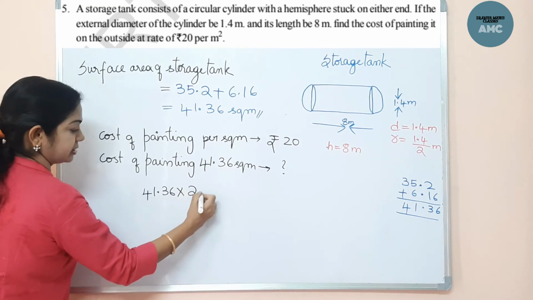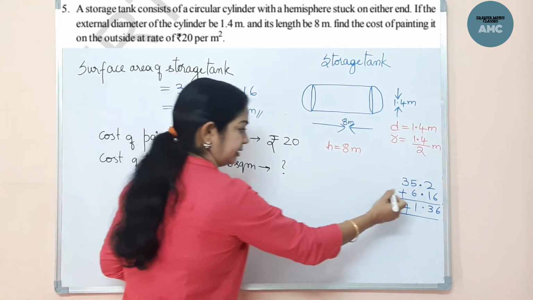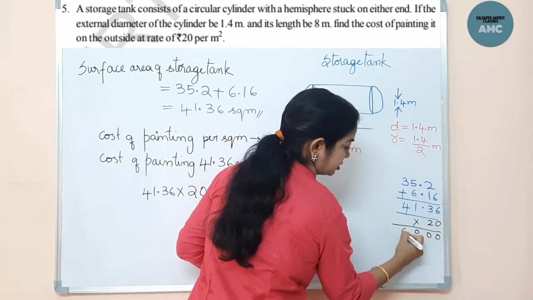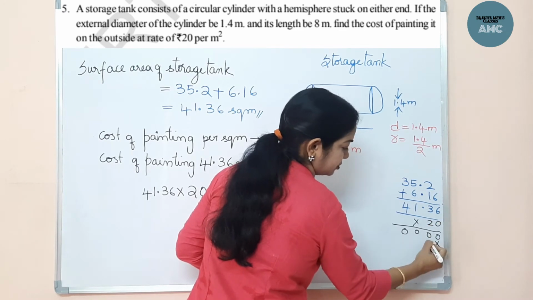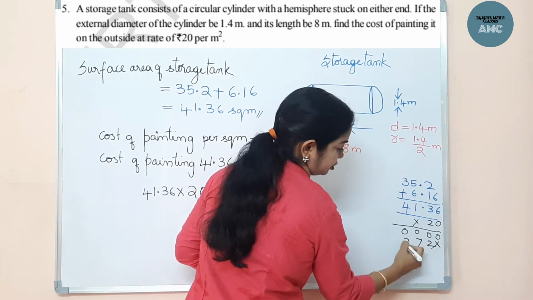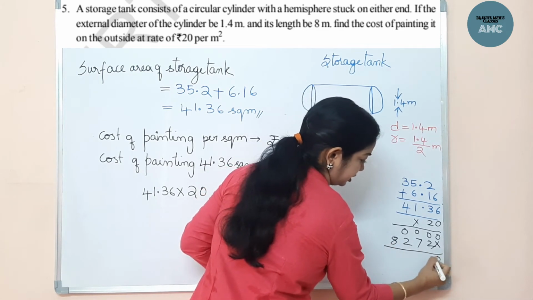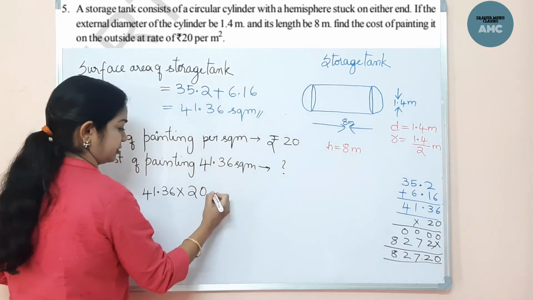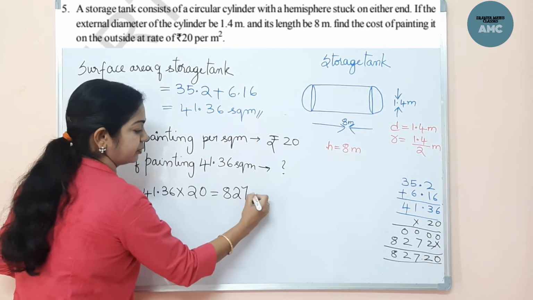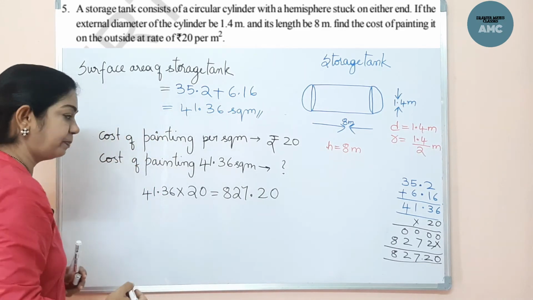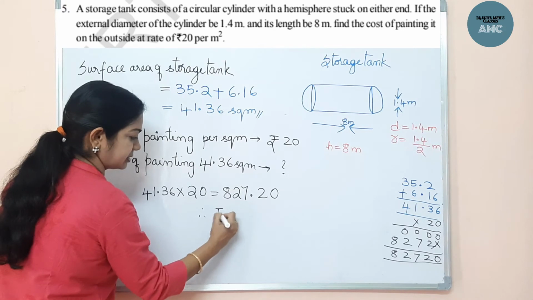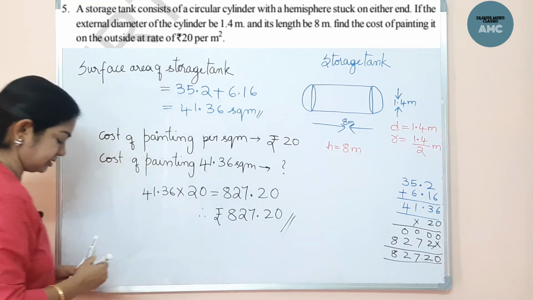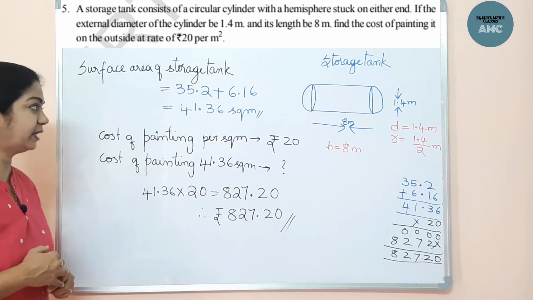41.36 into 20. We will do it in the rough part here, into 20. So 0 multiplied by 0 is 0. 6 2s are 12, 6 7, 2 4 2s are 8. So 0, 2, 7, 2, 8. Here should be the decimal point. So that comes to 827.20. So these are the rupees. Therefore, rupees 827.20 paise is the cost of painting the storage tank. Quickly pause the video and note it down.